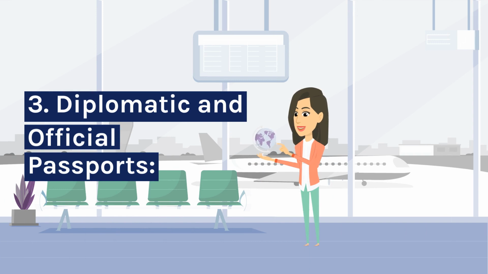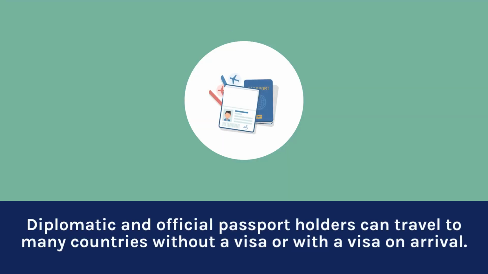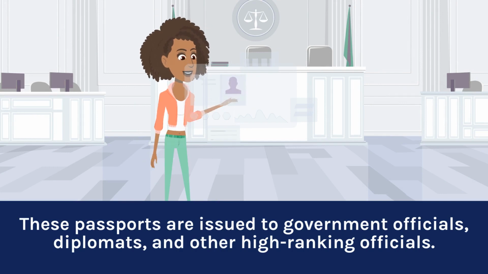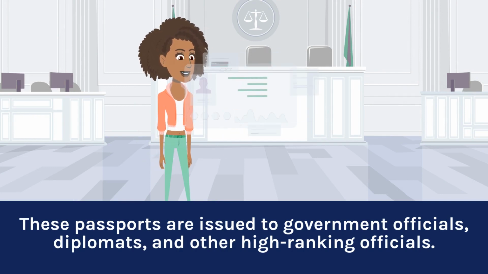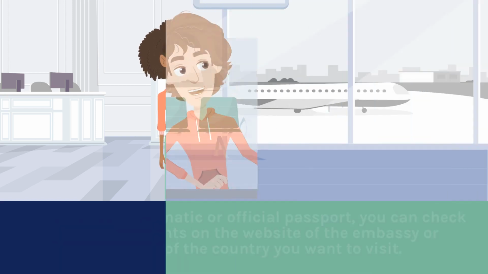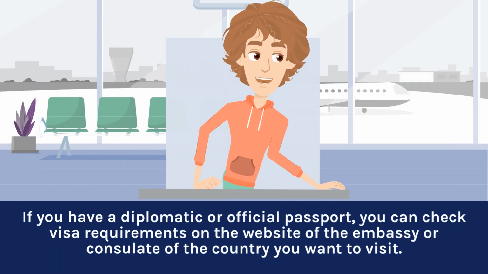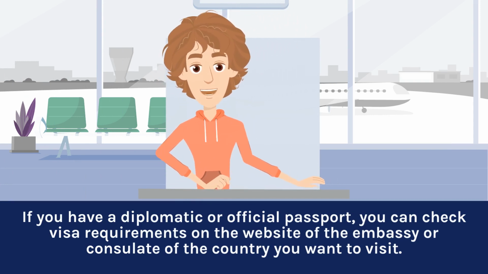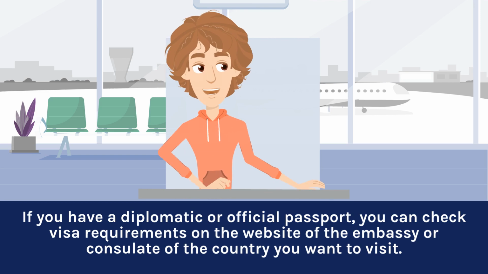3. Diplomatic and official passports. Diplomatic and official passport holders can travel to many countries without a visa or with a visa on arrival. These passports are issued to government officials, diplomats, and other high-ranking officials. If you have a diplomatic or official passport, you can check visa requirements on the website of the embassy or consulate of the country you want to visit.